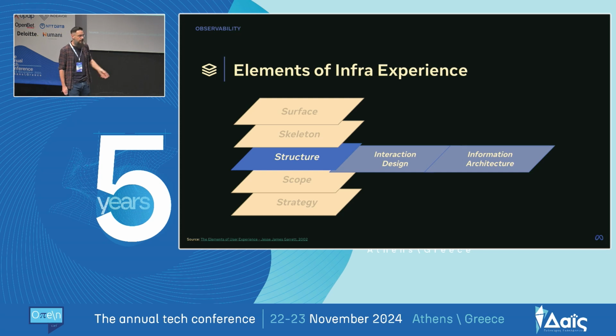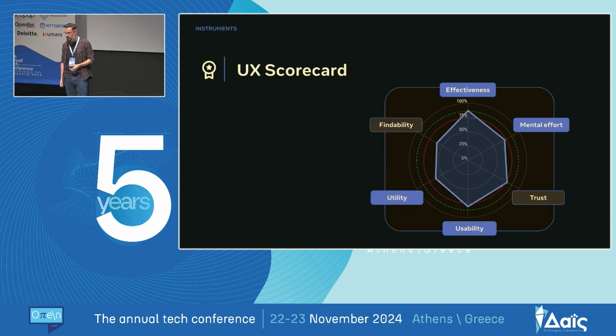And the layer that we focused on most is the structure layer, where we have interaction design and information architecture, which means, in simple terms, where is this information and how can I navigate from one piece of information to another? The information may be displayed as a chart, as a table, as a list of items. It doesn't matter. All these things are part of the problem, and that's what we want to improve.